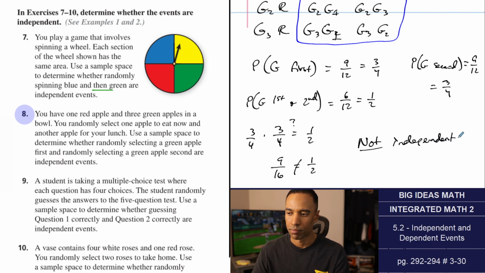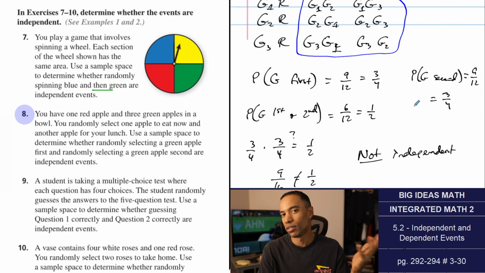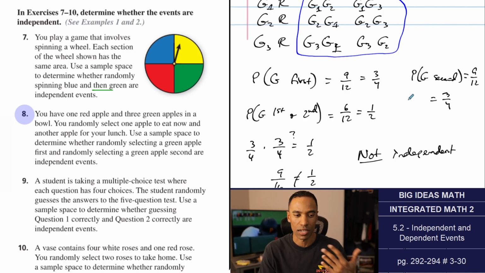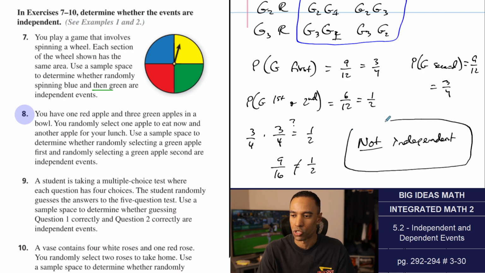Now we should know that. We should know that if I select a green apple first, that has reduced my probability of selecting a green apple second, because now there are 3 green out of 11 apples... sorry, 2 green out of 3 apples remaining. That has increased my probability of selecting a red. So that's the answer to number 8.